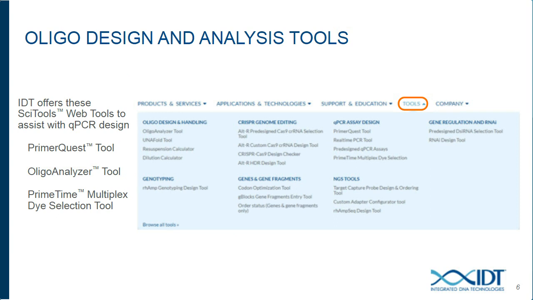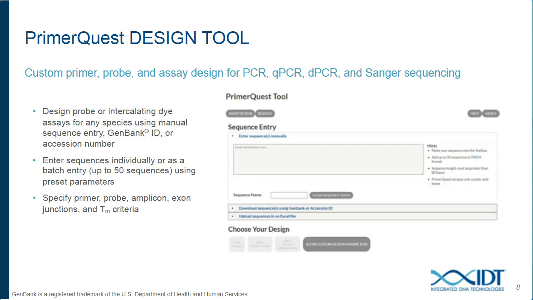For today's talk, we'll be looking at some tools that are provided in the SciTools web suite on the IDT website. They can be found under the tools drop-down menu shown here. The three tools that we'll be looking at are the PrimerQuest qPCR design tool, the Oligo Analyzer tool, and the PrimeTime multiplex dye selection tool. The first tool that we will look at today is the PrimerQuest qPCR design tool, shown here.